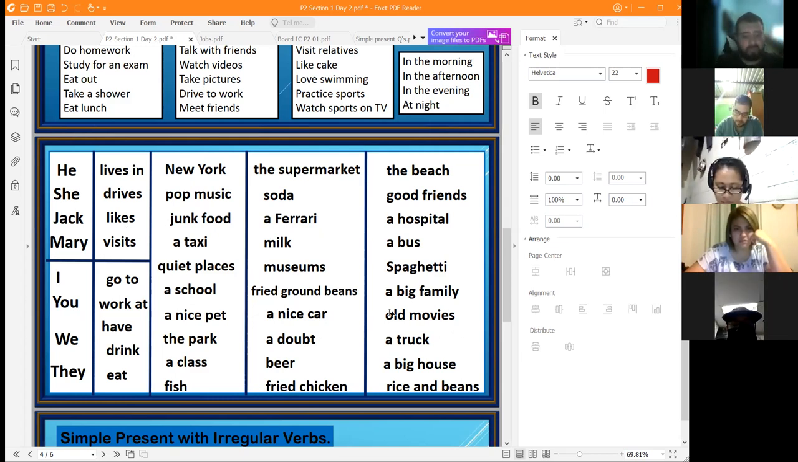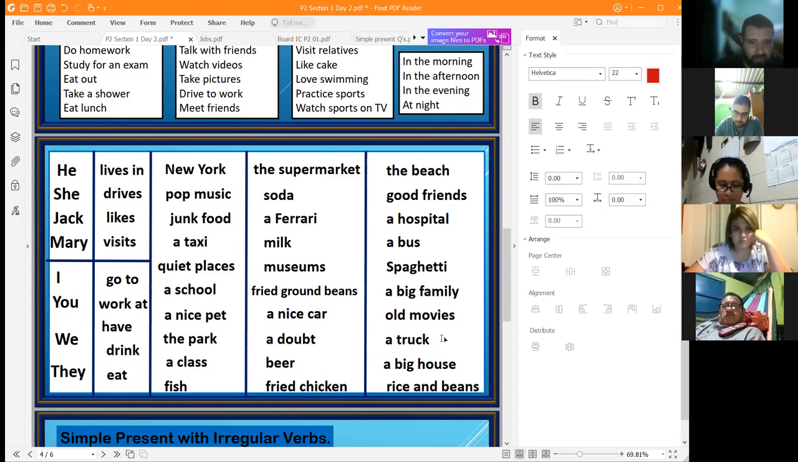Likes. Jack likes all movies. A truck, what can be the verb? Drive. We don't have we drive, so we say only she drives a truck, etc., right? Okay, volunteers to build, because here I give you the phrase. Here you have to build the phrase, okay?